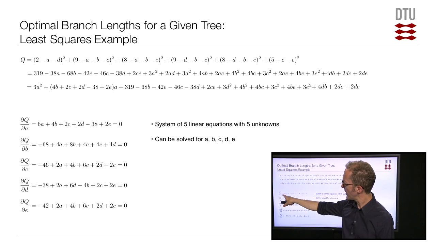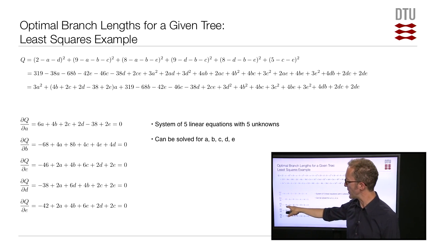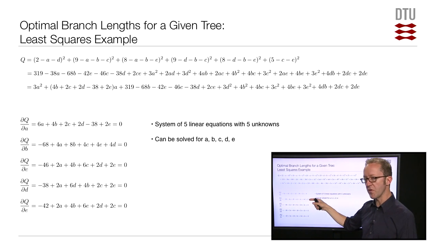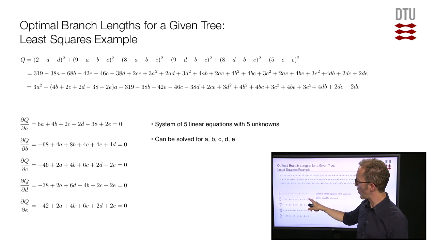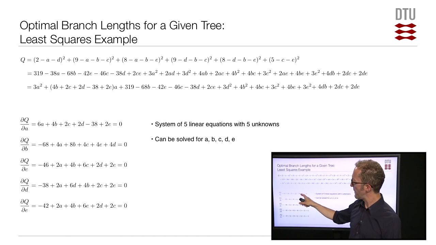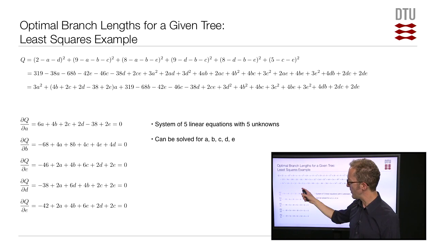In each case, those differentials can be computed in symbolic form, giving us these expressions for the differentials, for the slopes of the curves. And as I say, our goal here is to find the values of these branch lengths where we are at the minimum simultaneously of all of these curves. That can be solved by setting all of these equations equal to 0. So this is 5 linear equations with 5 unknowns. That's something that can be solved using ordinary mathematical techniques.